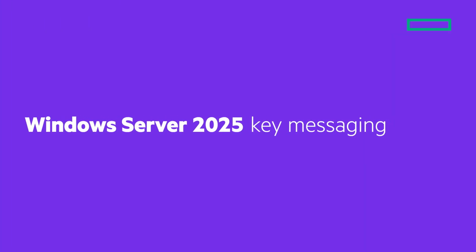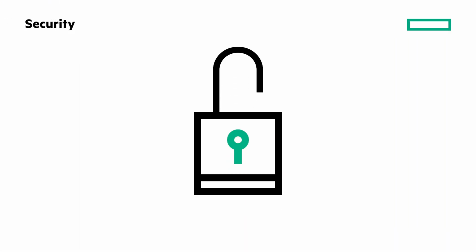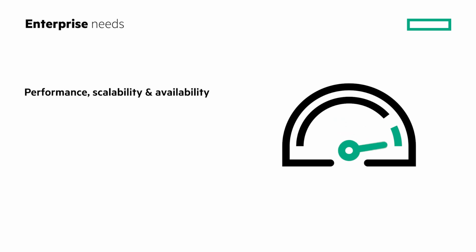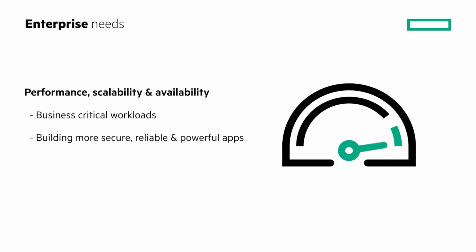Windows Server 2025 offers many benefits to your customers. Let's take a look at some of these that address specific customer objectives. Customers looking to modernize their IT infrastructure might consider deploying Windows Server 2025 on the latest HPE ProLiant servers to provide additional layers of security. They might require secured core server solutions that use HPE hardware, firmware, and operating system capabilities to protect against current and future threats. Customers can also get best-in-class performance, scalability, and availability for business-critical workloads like Microsoft SQL Server on Windows Server 2025, while the modern containerized platform can help with building more secure, reliable, and powerful apps.